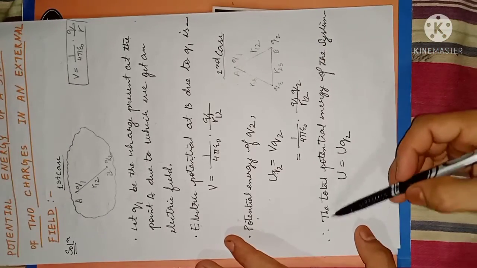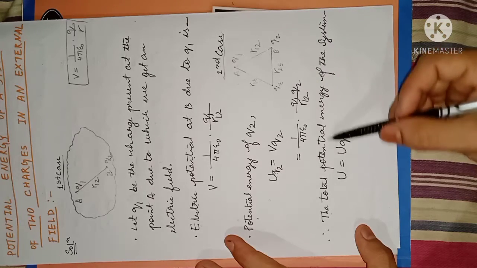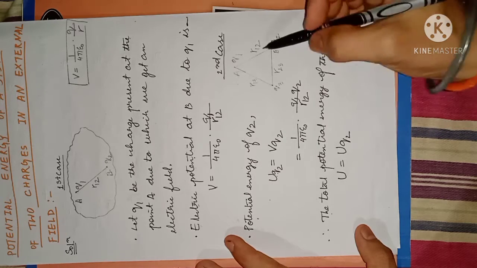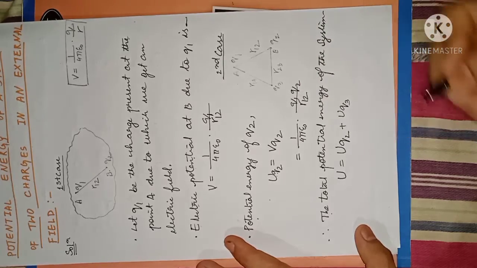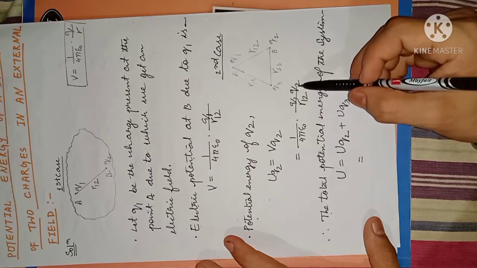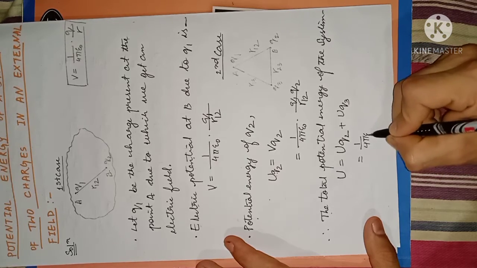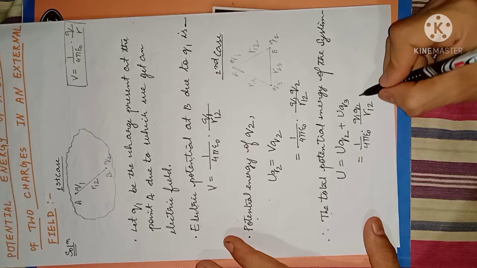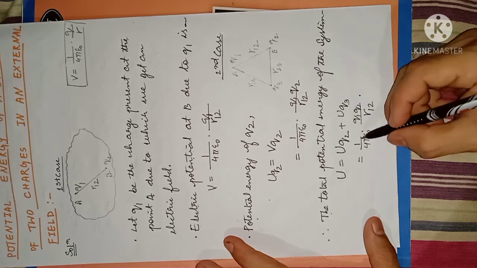Now, to find the total potential energy of the system, we need a third case, that is Q3. So the total potential energy of the system will be U equals UQ2 plus UQ3. Since we know that UQ2 is equal to 1 by 4 pi epsilon naught into Q1 into Q2 by R12. Similarly, UQ3 will be equal to what? First of all, write this expression.